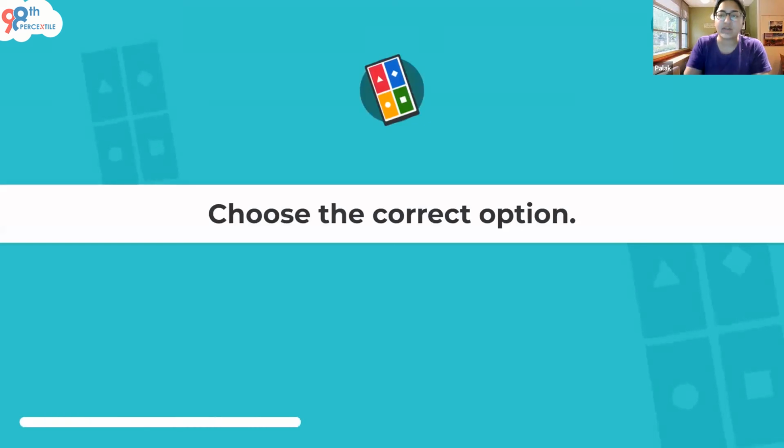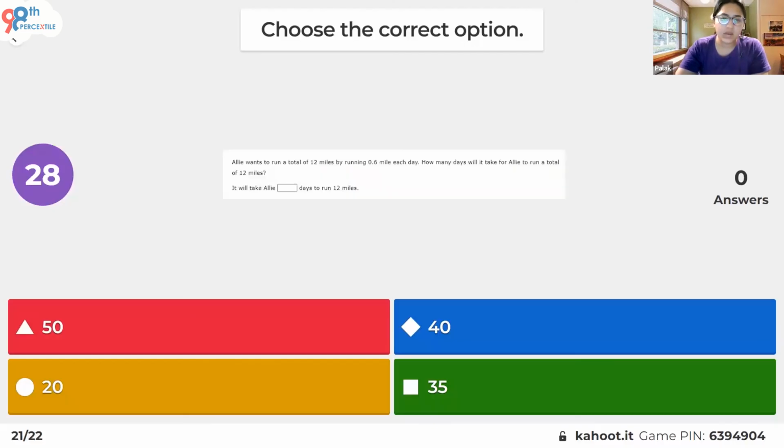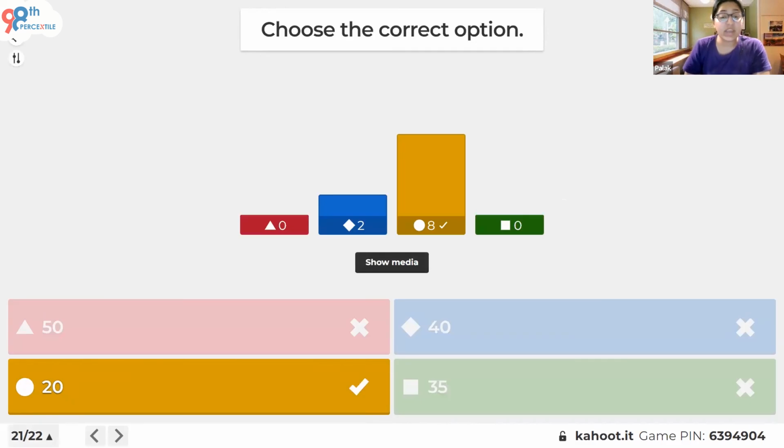Okay, so with that, we move on to the second last question for today. That is the 21st question. Ali wants to run a total of 12 miles by running 0.6 miles each day. How many days will it take for Ali to run a total of 12 miles? Try and answer this quickly. I was expecting a lot more answers. Okay, so 8 of you have got it correct.